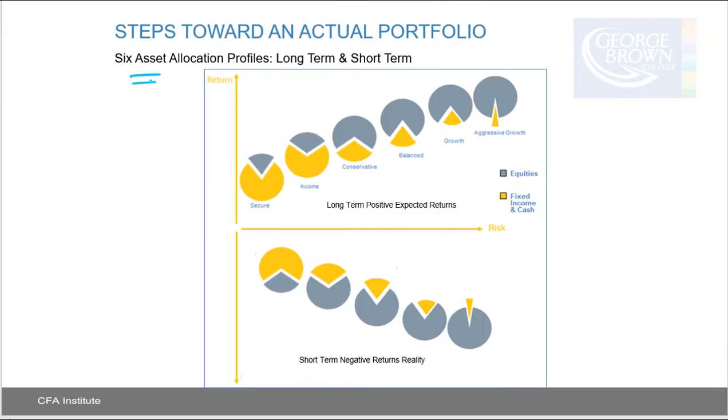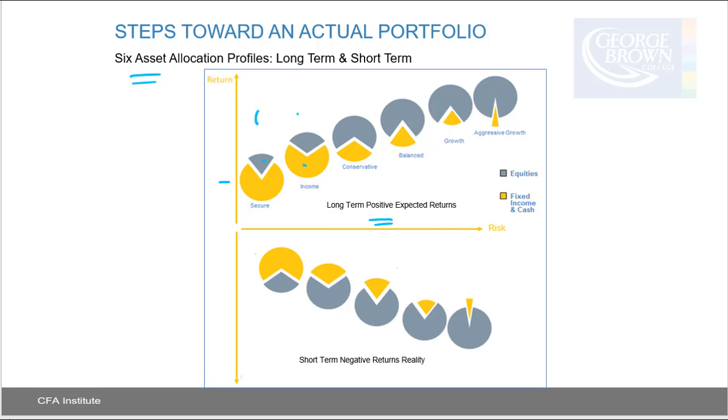So what this graph is showing is 6 asset allocation profiles. This is actually something from RBC Dominion Securities in Canada, and it's showing 6 broad types of portfolios. The first one is secure. So you can see a secure portfolio is low risk, with fairly low expected return. It's made up principally of fixed income and cash, with a much smaller proportion allocated to equities.